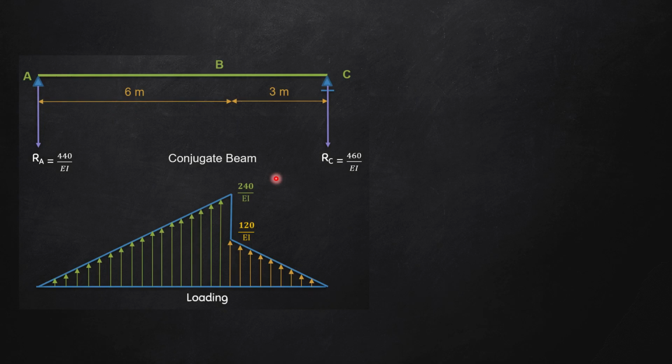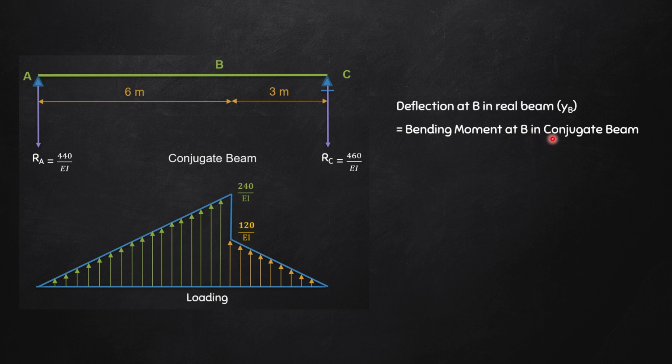Now let's move on to the third thing that has been asked, that is the deflection at B in the real beam. Deflection at B in the real beam is nothing but the bending moment at B in the conjugate beam. So I have to find out the bending moment at B. I am going to find the bending moment from right. So the only two forces that I have to consider is this downward 460 divided by EI and only this triangular load of 120 divided by EI.